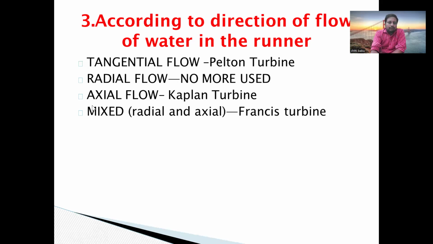Then we have mixed flow. Mixed flow, the best example is the modern Francis turbine. It enters radially and exits axially, so both flows will be there. We have both radial flow and axial flow. It enters radially and leaves with the axial flow. So the modern Francis turbine is the example of a mixed flow turbine.